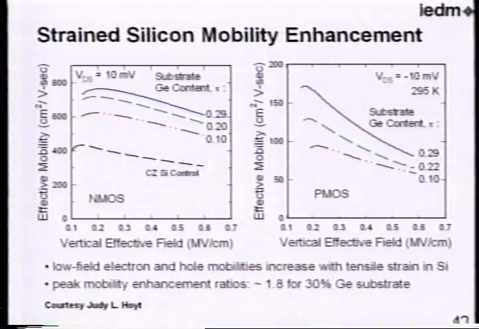Obviously, there's an improvement in mobility as shown by these graphs, both for the NMOS and the PMOS. And you can see at the low fields, down here in the low field area, you get an increase in the electron and hole mobilities, and you can see there's about a 1.8 times improvement with about a 30% germanium level here at the low field areas. So that's a significant improvement if you can withstand the added cost here.